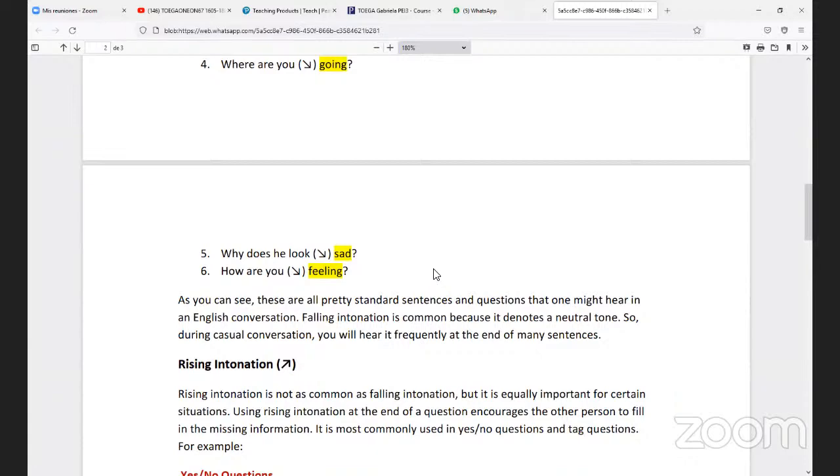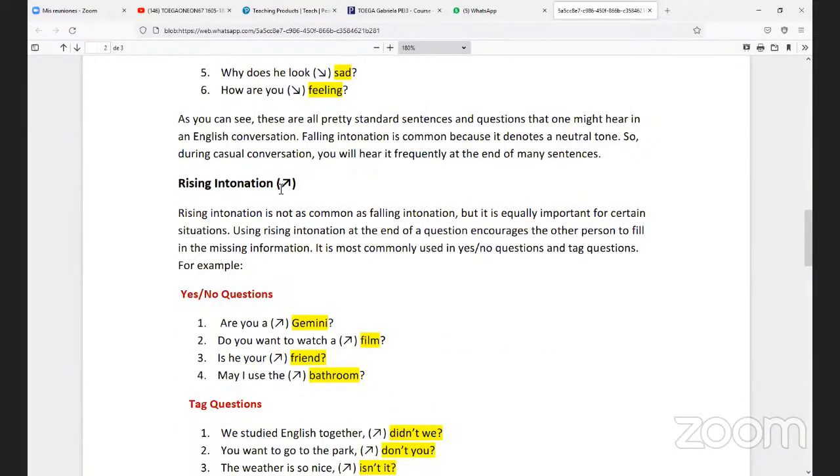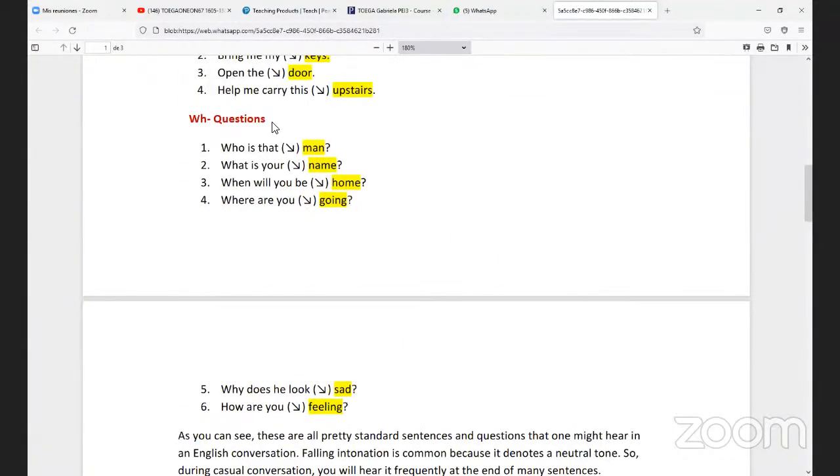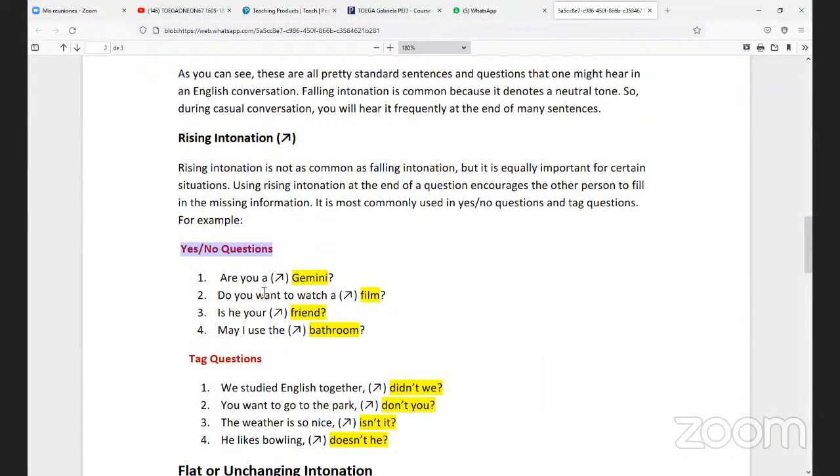So now, when we talk about the rising intonation, in what kind of cases could we use the rising intonation? We're going to use it in these ways. And this is really, really common. When we have yes, no questions, okay? Here with WH questions, falling intonation. Yes, no questions, rising intonation at the end of the word, okay?